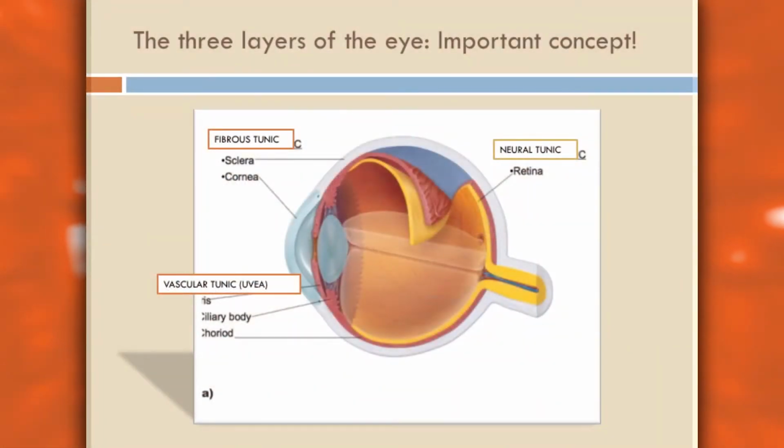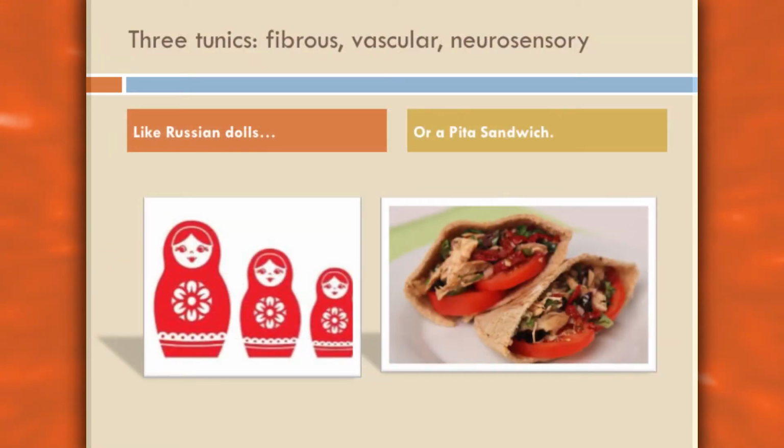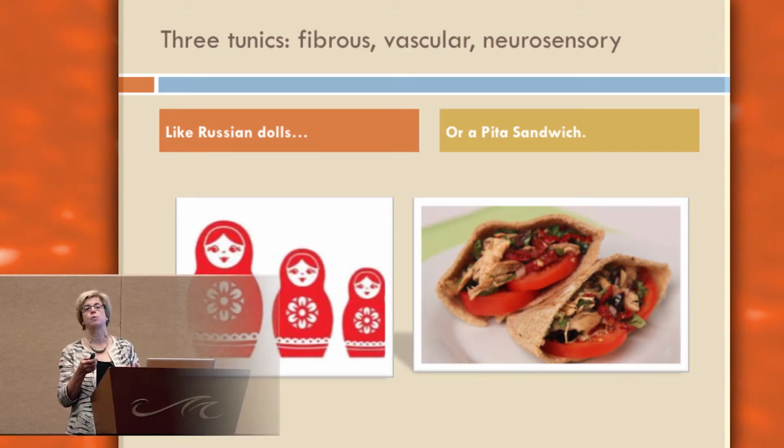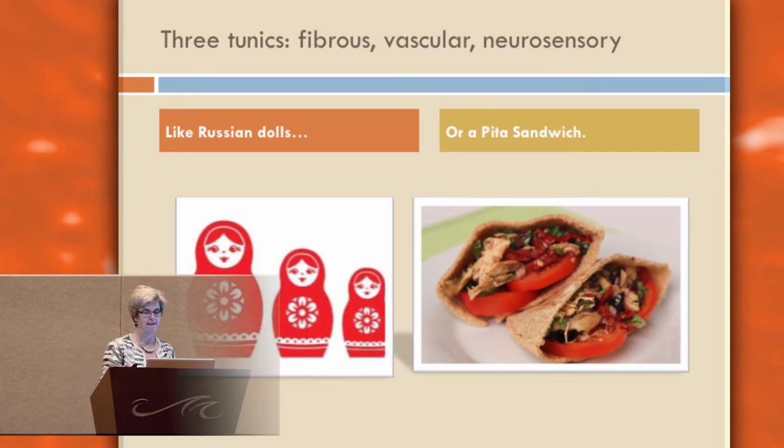You probably learned in school about the 3 layers of the eye, and you memorized them, and you could regurgitate them back. They are critical to understanding this disease. So we're going to see this picture over and over again. The 3 tunics, I like to think of them kind of like Russian dolls because they're nested in amongst themselves. And in a minute, you'll see why I also refer to them just like a pita sandwich.